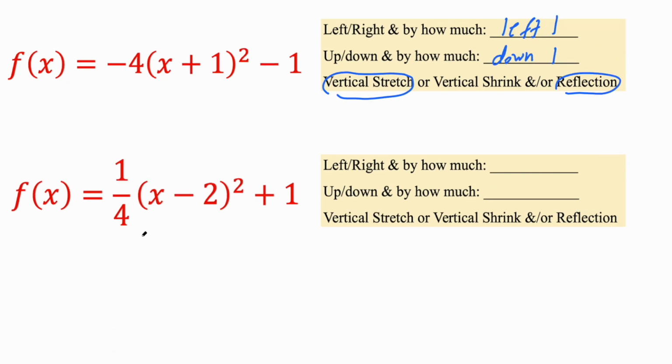And now for the last one before we see the visual. So 1/4 means it's less than 1, but bigger than 0. So it's going to be a vertical shrink. We have a -2 here, so we're going to go right by 2. And we have a +1 here, so we're going to go up by 1.